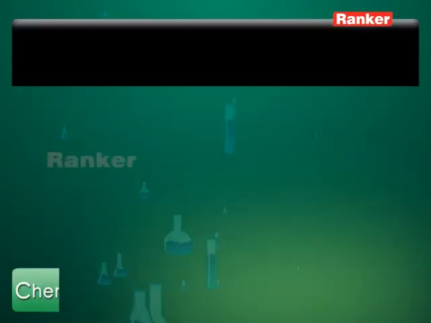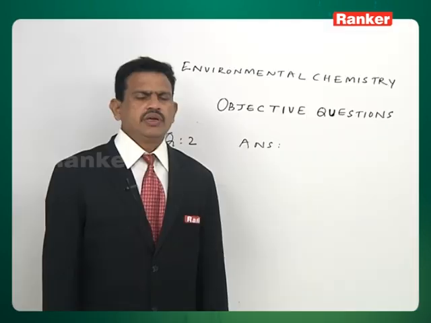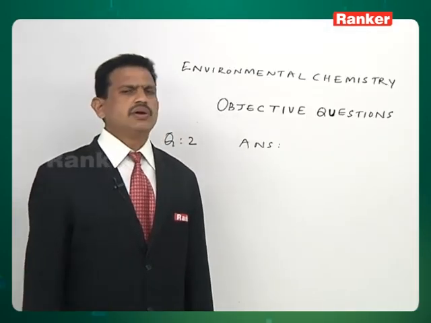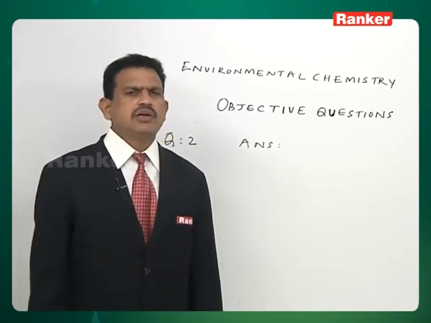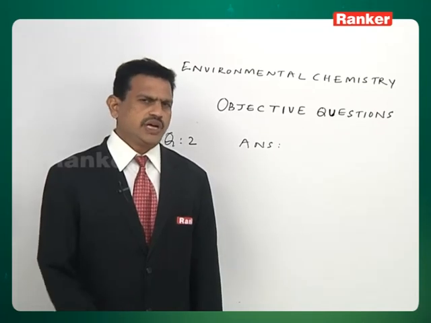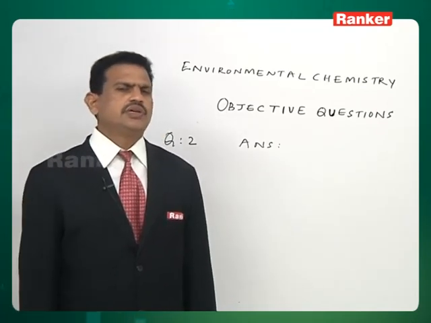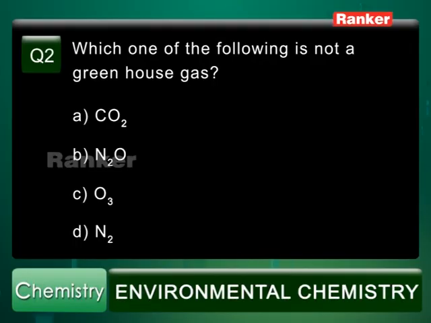Moving to question number 2. Which one of the following is not a greenhouse gas? Carbon dioxide is answer A, answer B nitrous oxide N2O, answer C ozone, answer D nitrogen. Carbon dioxide, nitrous oxide, ozone gases are responsible for greenhouse effect. They increase the temperature on the earth's surface due to blanketing effect. They cause global warming, they cause greenhouse effect. Nitrogen is not responsible for increasing the rise in temperature or greenhouse effect. Therefore, we can go for answer D for the question number 2.